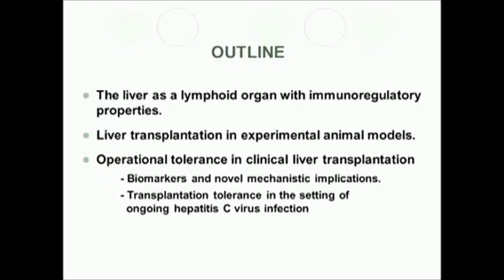This is the outline of my talk. I will first describe briefly the fundamental mechanisms of immunoregulation in the liver, how this operates in experimental transplantation in animal models, and what the clinical implications derived from this phenomenon are in the setting of what we call operational tolerance in clinical liver transplantation.